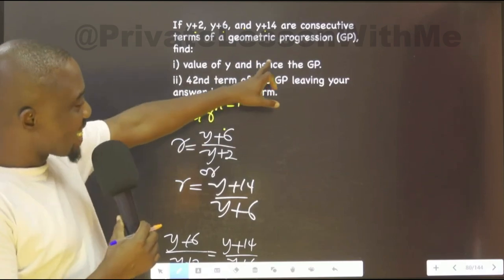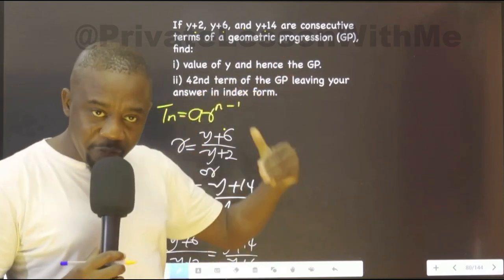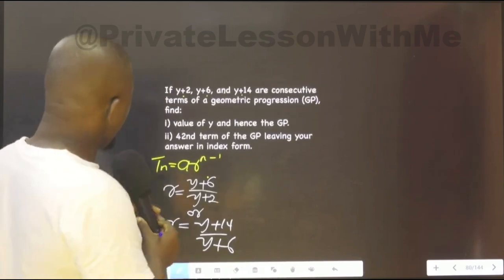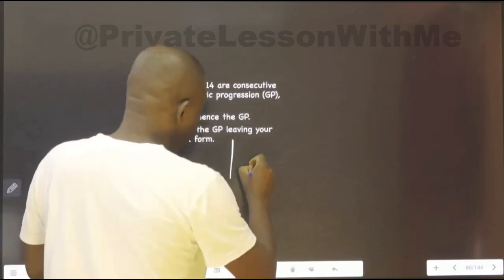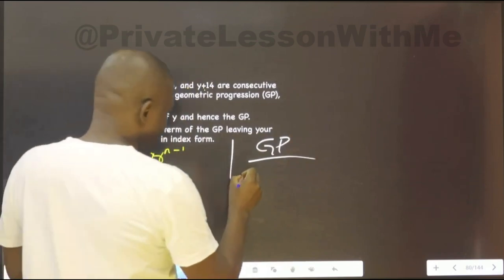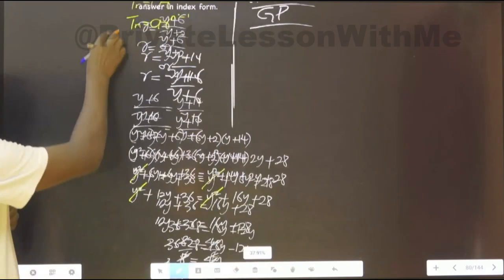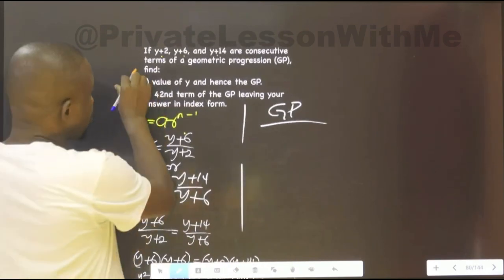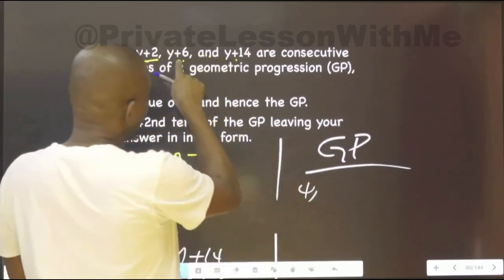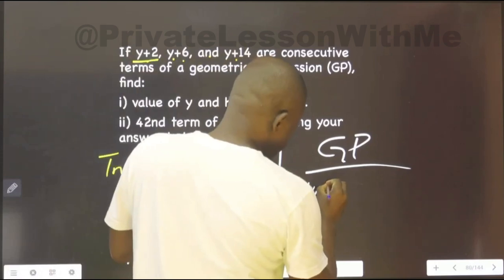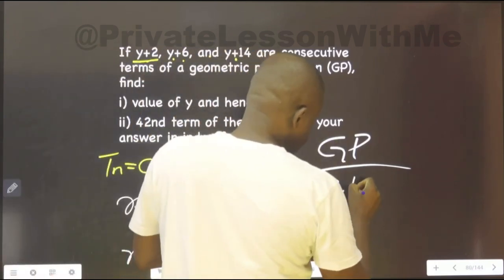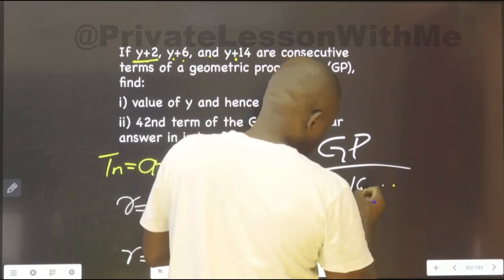And it says hence the GP, the geometric progression. So let's do that. With the knowledge of 2 as y, we can calculate the GP as y, which is, you can see here 2 plus 2, that is 4, 2 plus 6, that is 8, 2 plus this, that is 16, and so on and so forth. So this is a GP.